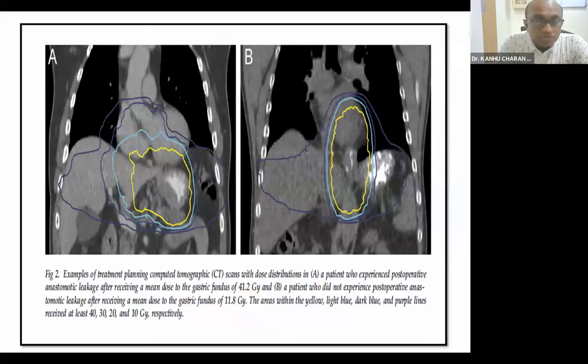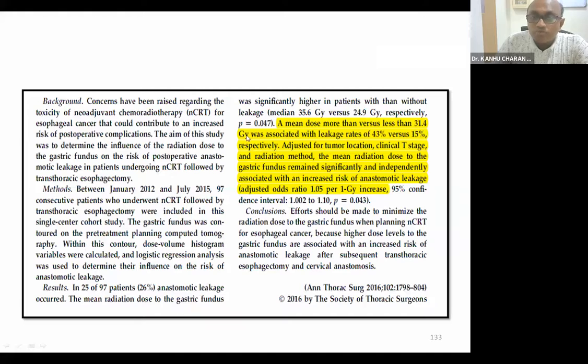patients who did not experience post-operative anastomotic leakage received a mean dose to the gastric fundus of 11.8 Gy respectively. So usually the mean dose should be less than 11.8. They don't experience leakage. A mean dose of more than 30.4 Gy was associated with leakage in around 43% versus 15% respectively. Adjusted for tumor location, clinical T stage, and radiation method, the mean radiation dose to the gastric fundus remains significantly independently associated with increased risk of leakage. So try to control the fundus, keep the dose minimum, and don't underestimate your PTV.